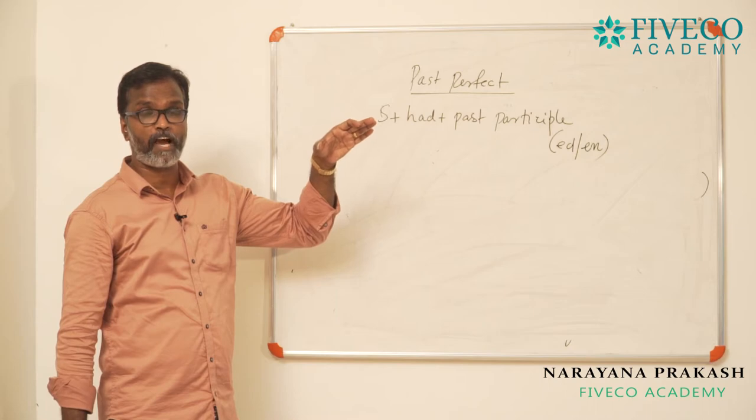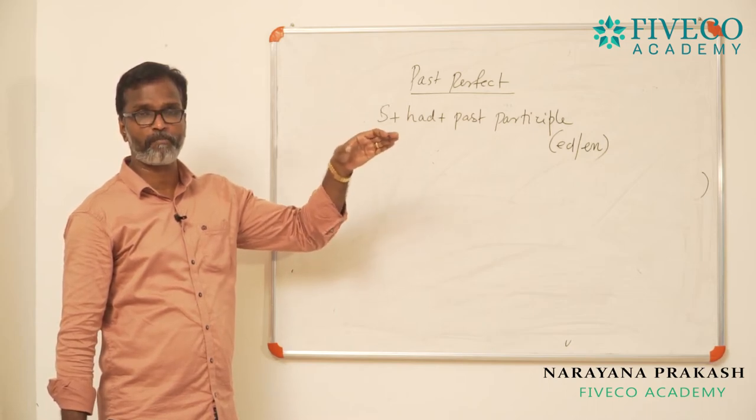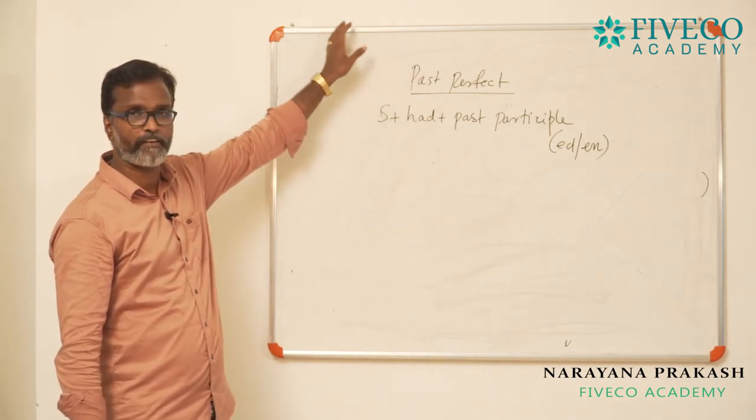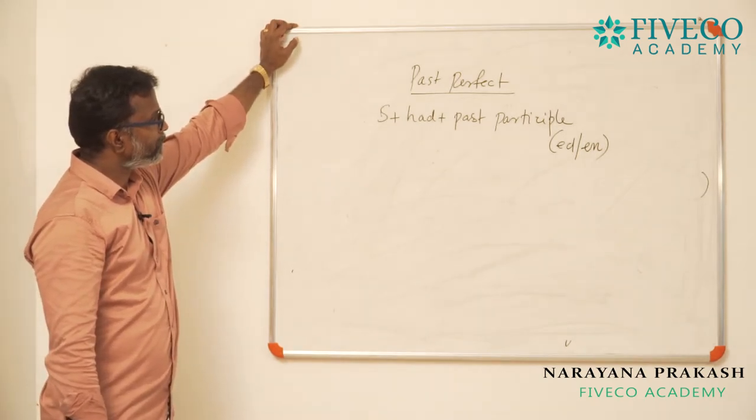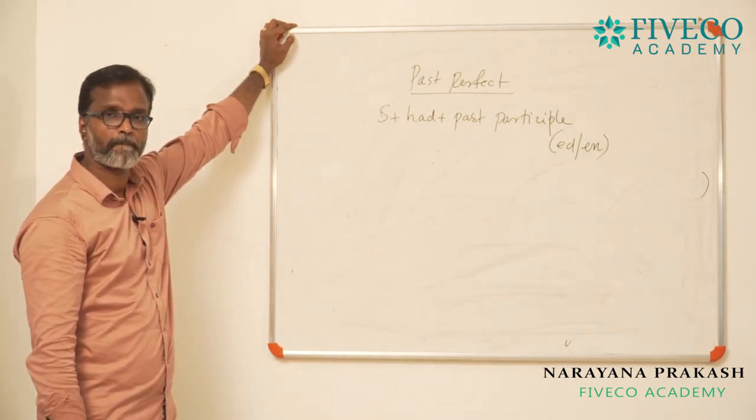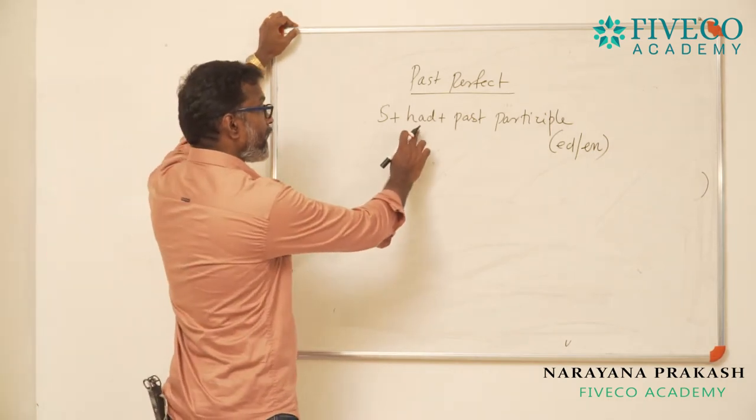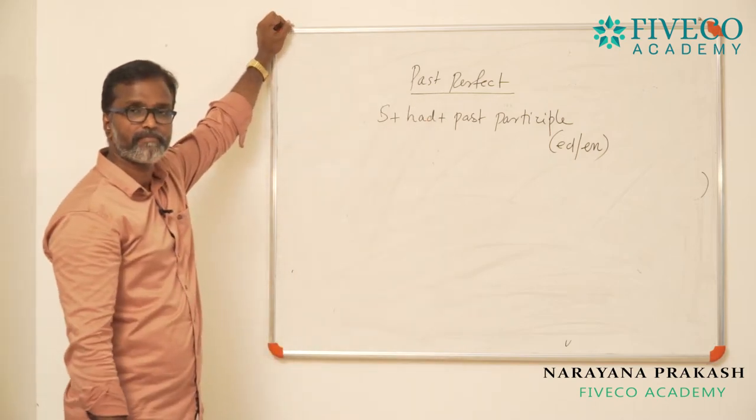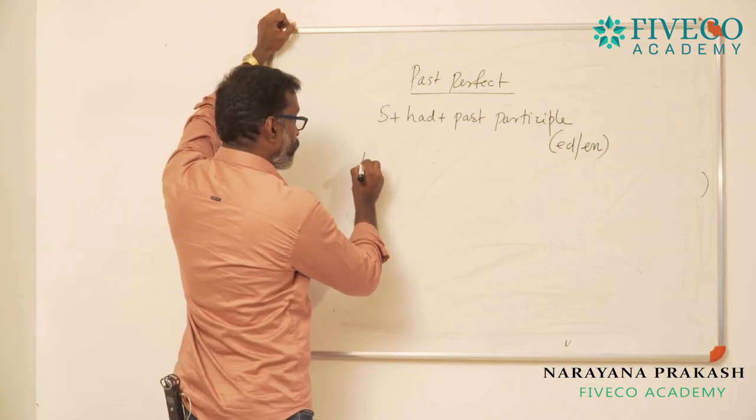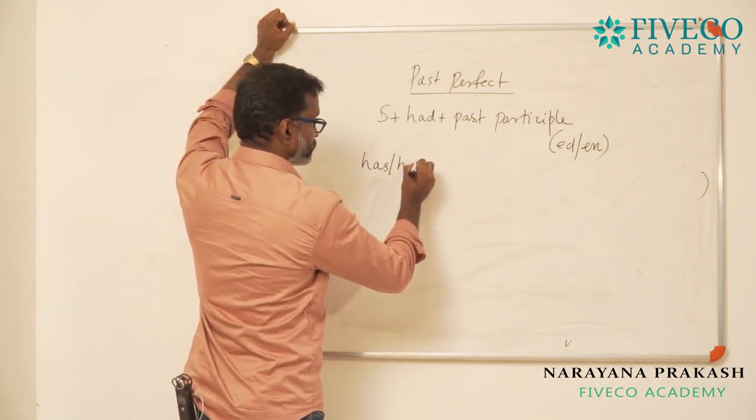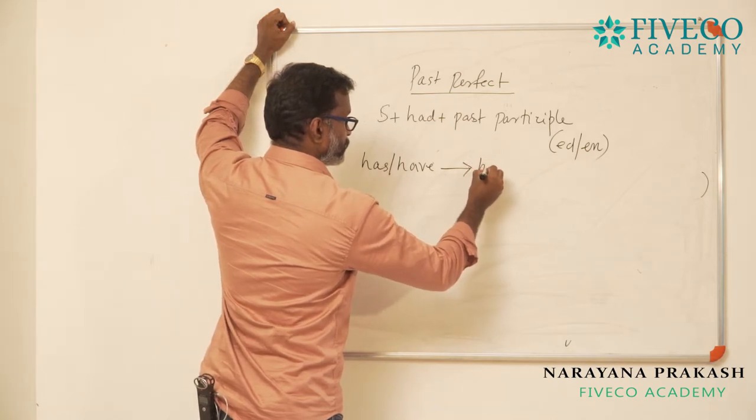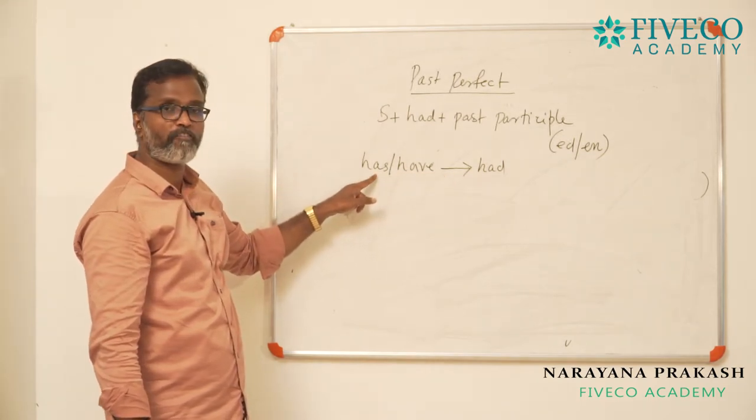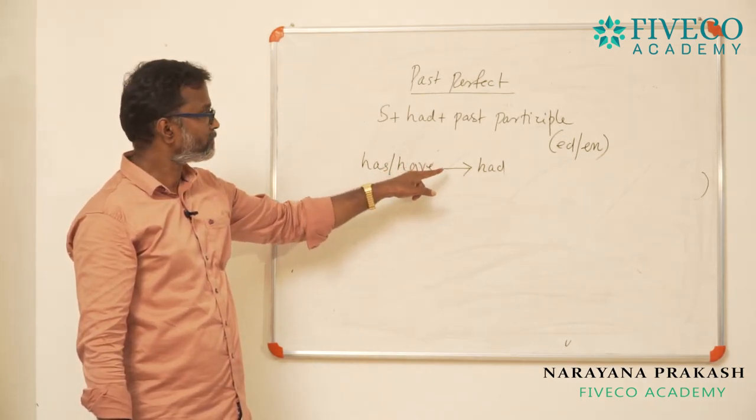I told you the verbs will have four forms: first form, second form, third form and fourth form. Fourth form is the present participle. Third form, the ED or EN form, is the past participle. Subject plus had plus past participle. Had is the only auxiliary verb in past perfect, and it is the past form of has or have.